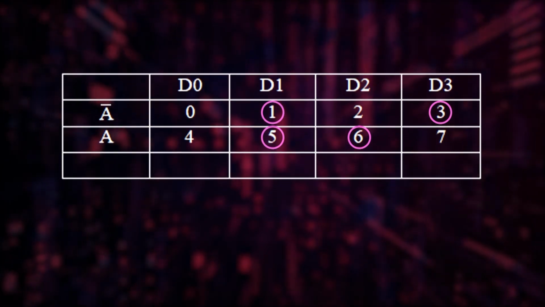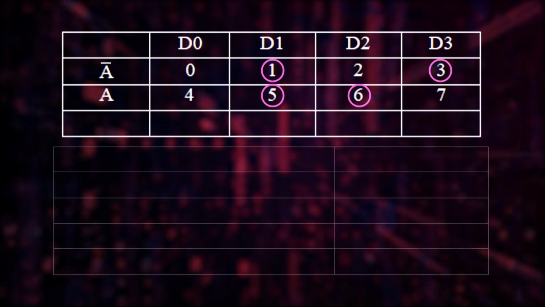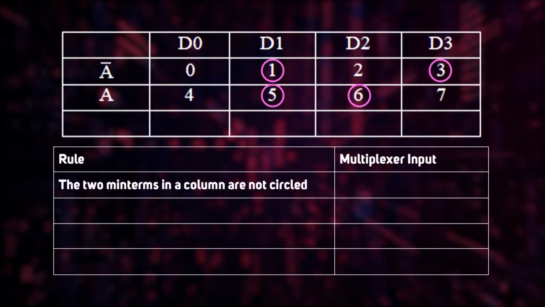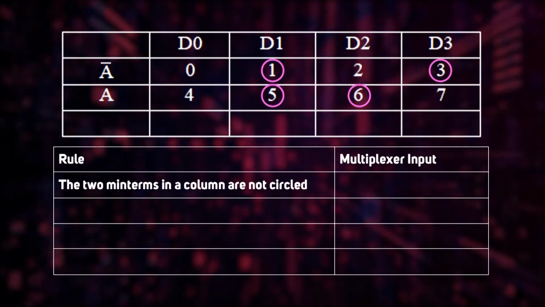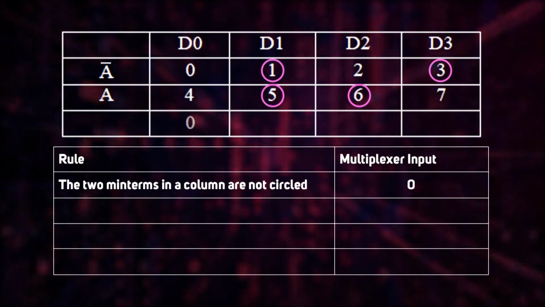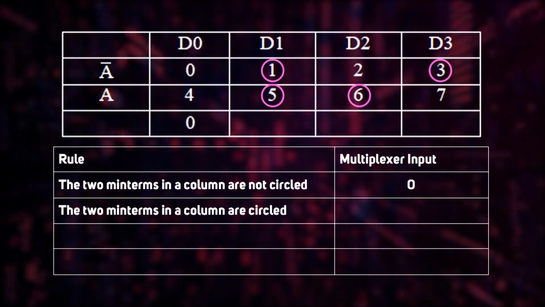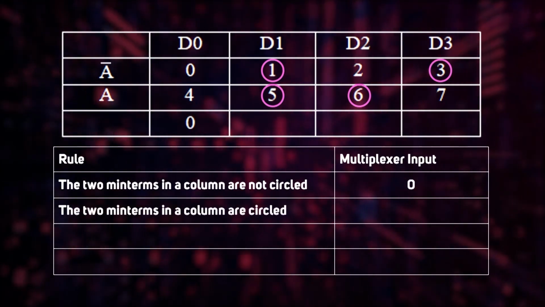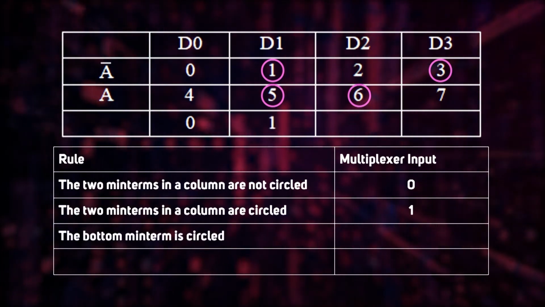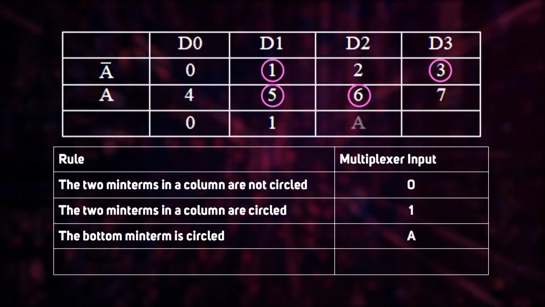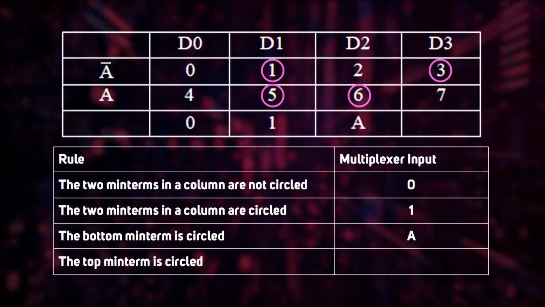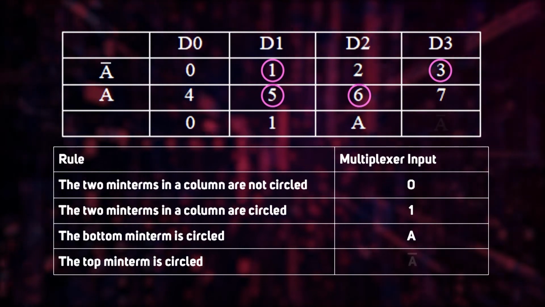To assign the multiplexer input value, we will follow the rules given here. The first one, when the two minterms in a column are not circled, apply a 0 value. If the two minterms in a column are circled, the input value is 1. If the bottom minterm only is circled, then the input value is A, and if the top minterm only is circled, then the input value is A complement.